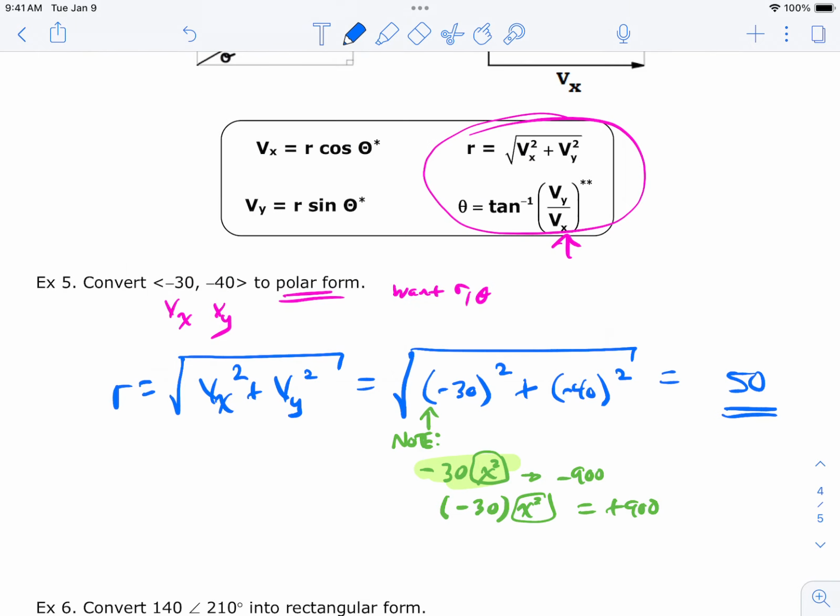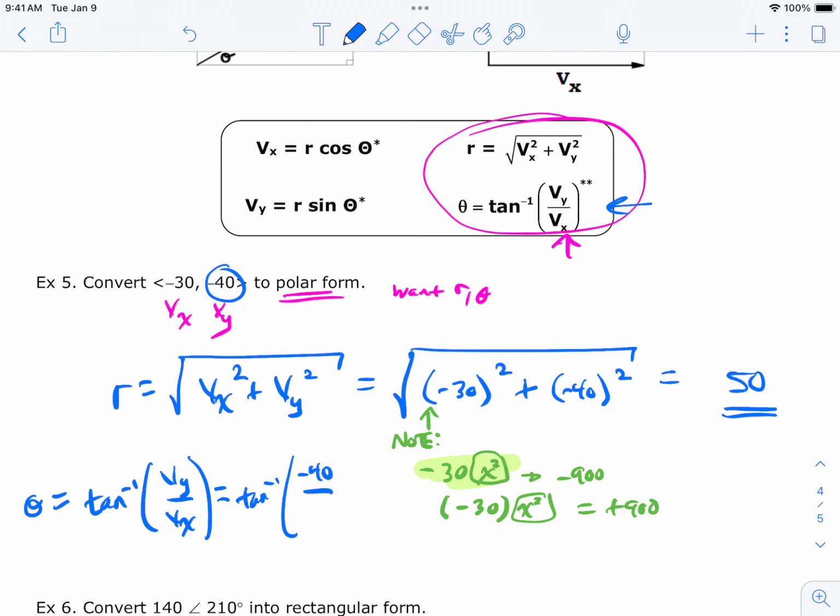Now let's do the theta. So the formula, I'm just grabbing this formula right there. It says do a shift tangent of the Vy over the Vx. So the first thing to be careful about is sometimes people get this upside down. Don't just pick any old order. It's got to be the y on top and the x on the bottom. So in this example, the y component is this one. Negative 40 goes on top. The x component is this one. Negative 30 goes on the bottom.